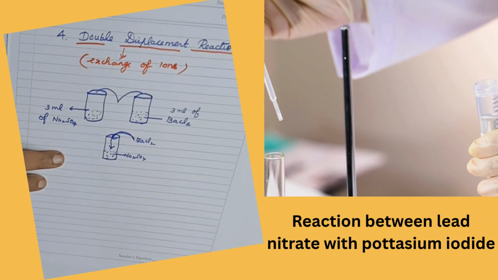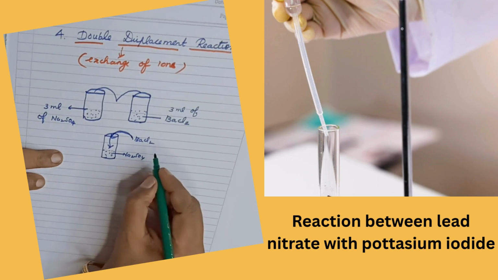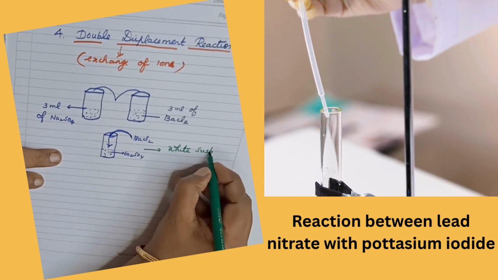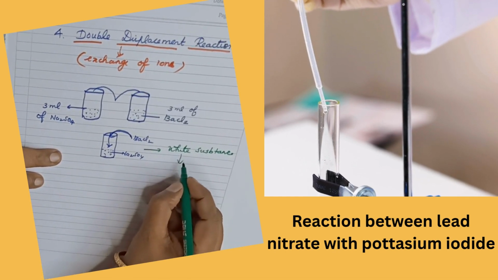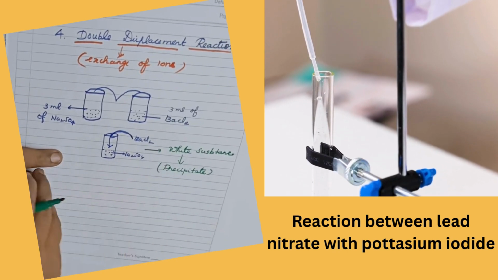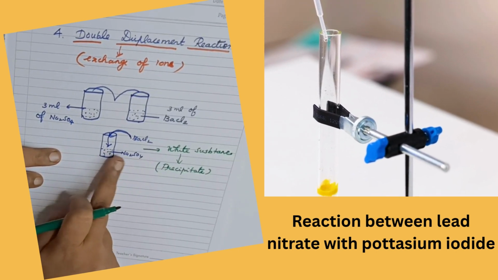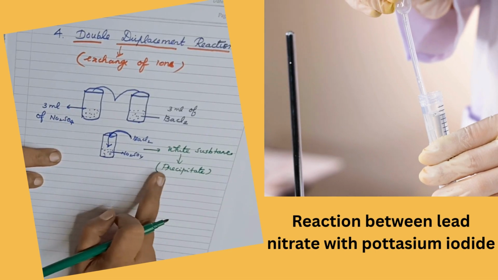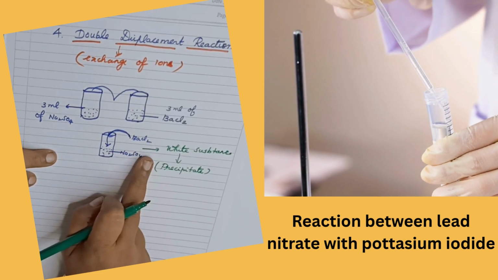What do we observe? We observe that a white substance is formed when we mix these two solutions. This white substance is called a precipitate. Any reaction that produces a precipitate can be called a precipitation reaction, and this double displacement reaction is also called a precipitation reaction.